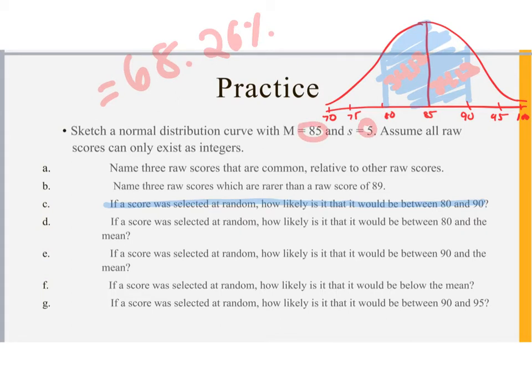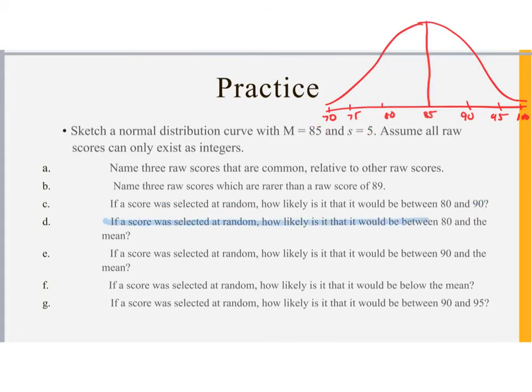If a score was selected at random, how likely is it that it would be between 80 and the mean?